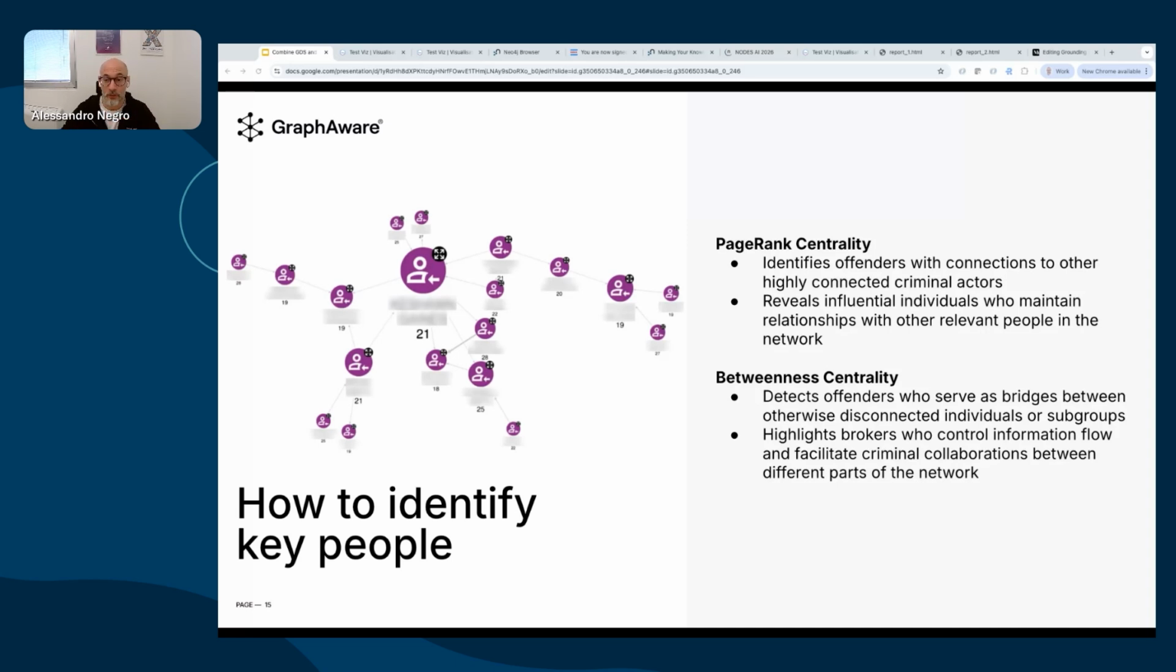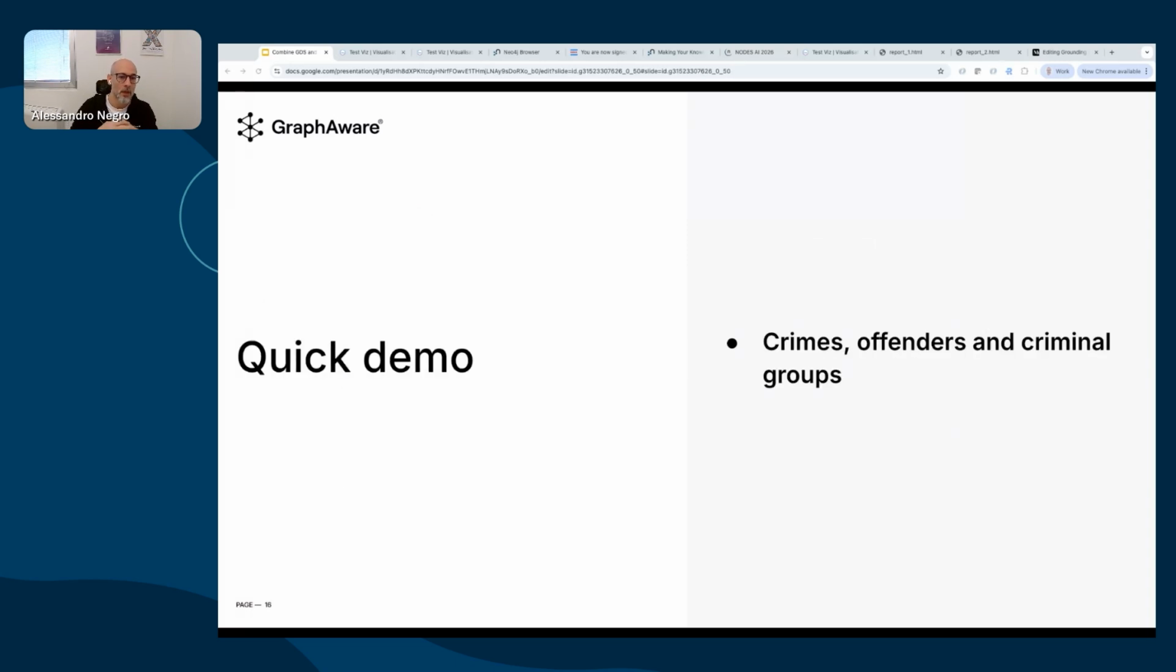While betweenness centrality helps us to identify instead the so-called bridges, so those people that operate between two or more groups acting as a facilitator. Otherwise, these groups would be disconnected. These people with high PageRank and betweenness centrality are important because if we act on them, if we arrest them, for example, we can affect the capability of the network to operate.